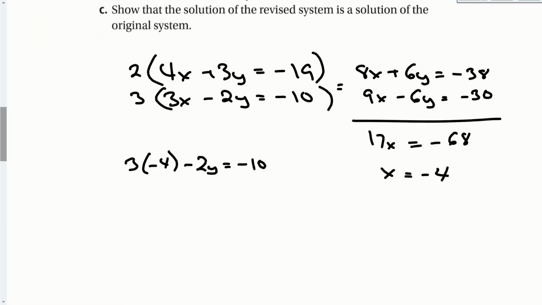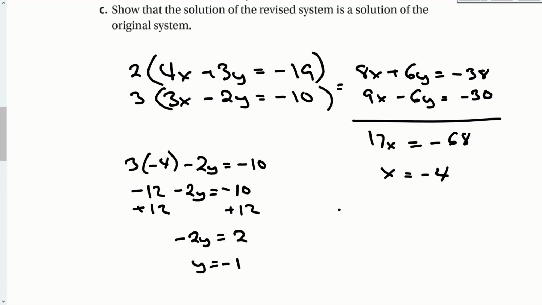Let's get a little more room. So that's negative 12 minus 2y is equal to negative 10. Adding 12 to both sides, 2y equals 2. Y is equal to negative 1, which makes my answer negative 4 comma negative 1.